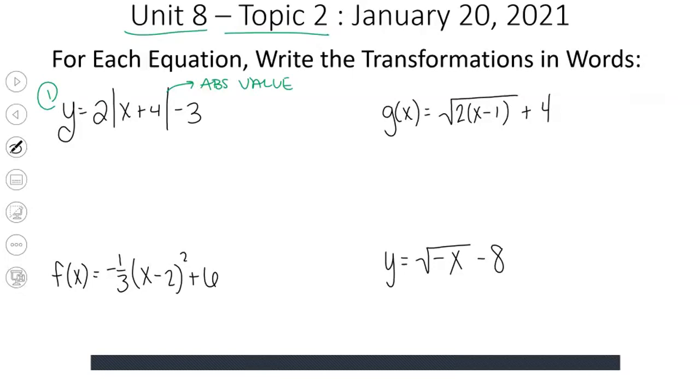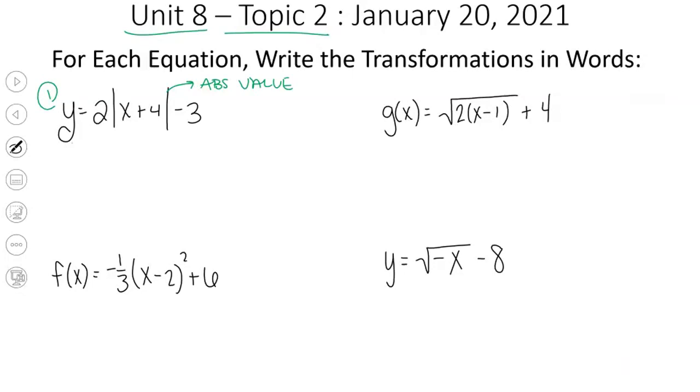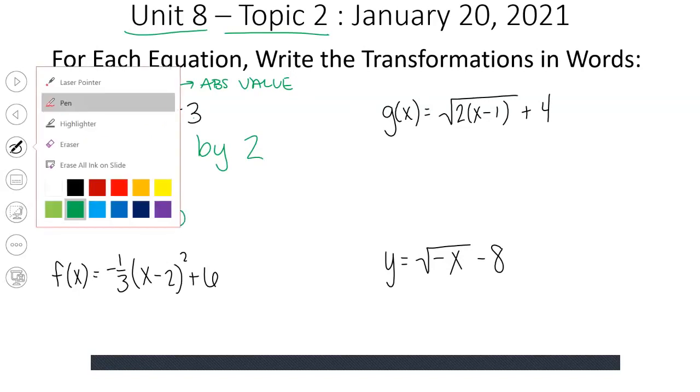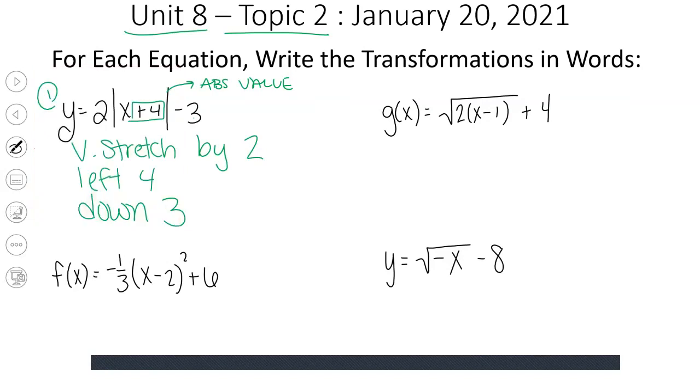What does the 2 on the outside mean? Vertical stretch. How did you know it was a stretch? It's bigger than 1. Very good. Vertical stretch by 2. This plus 4 is located inside. What does it mean? Opposite. It does mean opposite. So what am I going to write? Left 4. I hope more than just 2 people know this. What does the minus 3 on the outside mean? Down 3. Very good. Questions about number 1? Good. Let's go to number 2.